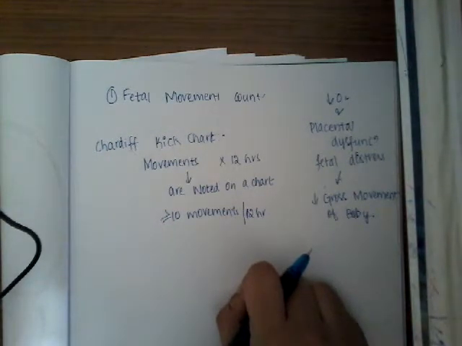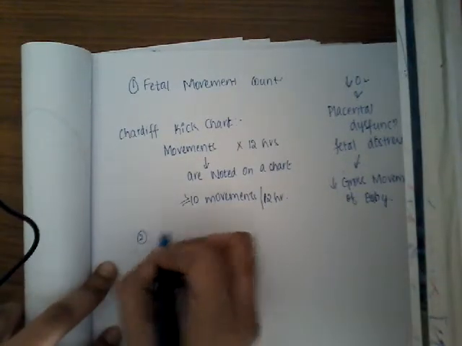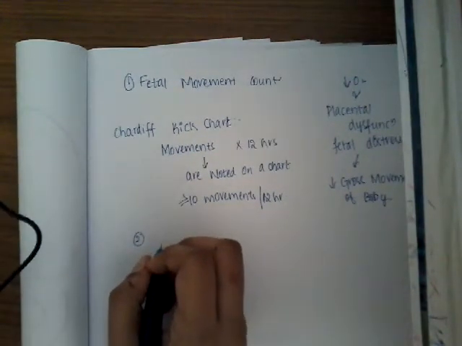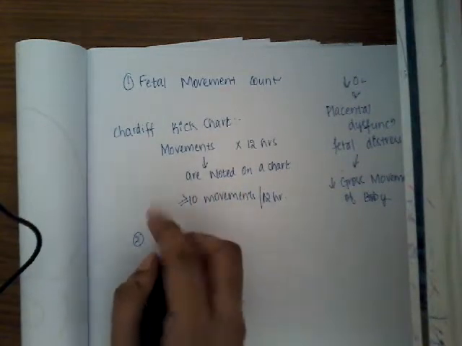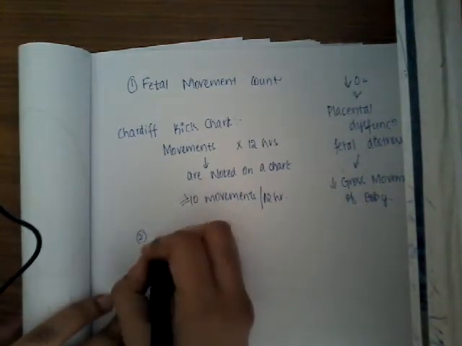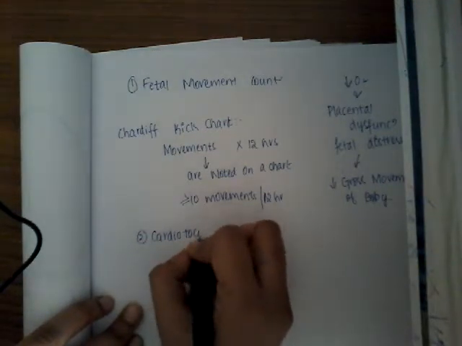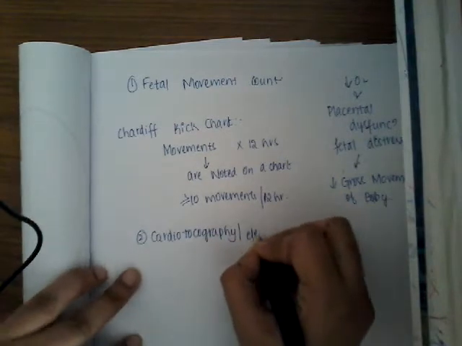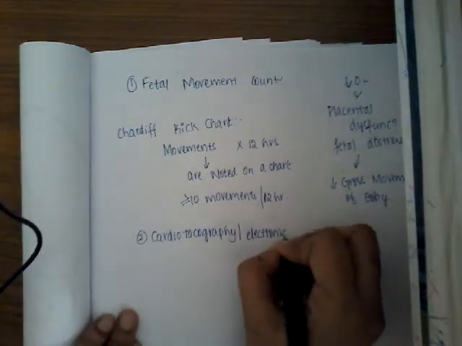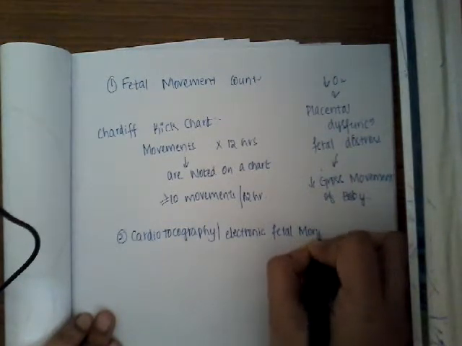If there is any decrease in fetal movement count, then we always have to follow up with either cardiotocogram or ultrasound examination to know the cause of decreased fetal movement count. So the second test which can be done is cardiotocography, or it is also called electronic fetal heart monitoring, electronic fetal monitoring.